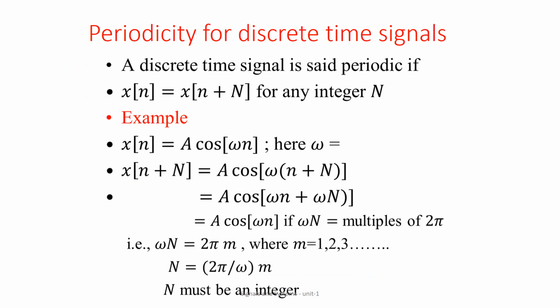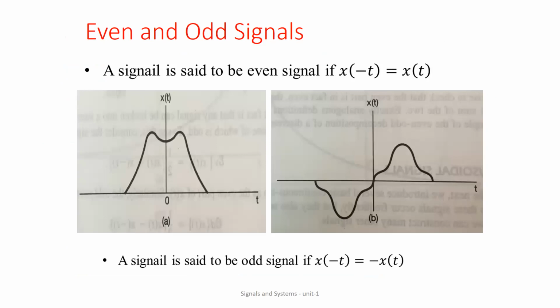And in cosine form, we can take A into cos of omega n. In continuous signal, we are taking cos omega t. And even signal, odd signal here. From the definition, the even signal is defined as x of minus t is equal to x of t here. And the odd signal is defined as x of minus t is equal to minus x of t. The figure shows the even signal, A shows the even signal, and B shows the odd signal.